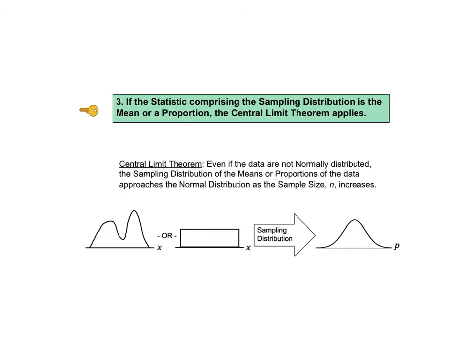This KTU and the next one are about the two main uses for the sampling distribution. The central limit theorem says that even if the data are not normally distributed, the sampling distribution of the means, or the sampling distributions of the proportions of the data, approach the normal distribution as the sample size n increases. N is the number of individual data points in each sample. It is not the number of samples taken.